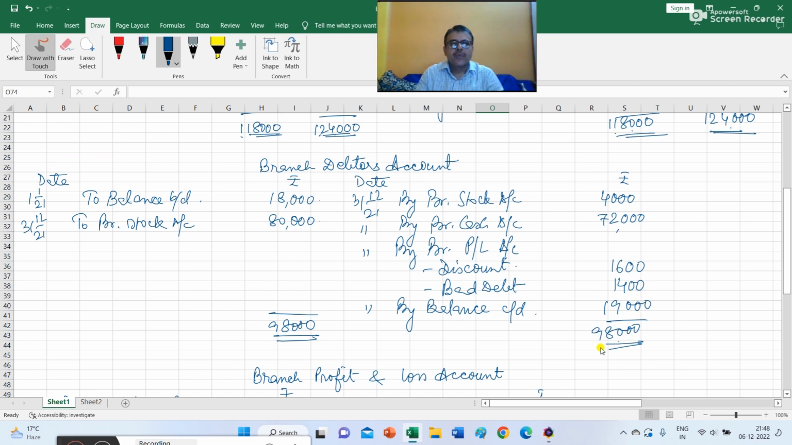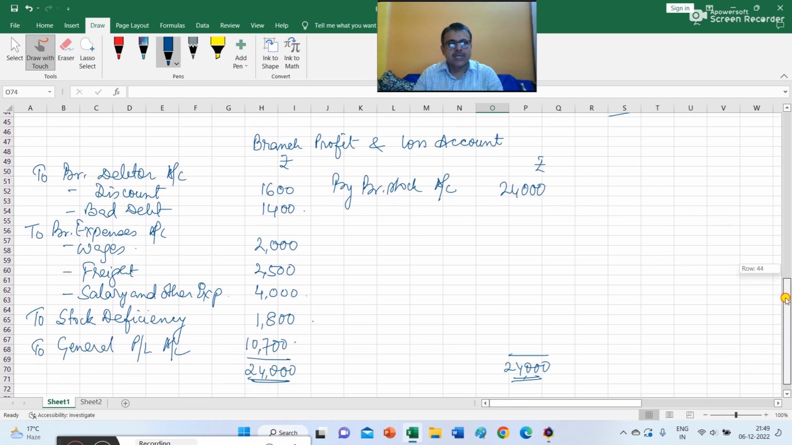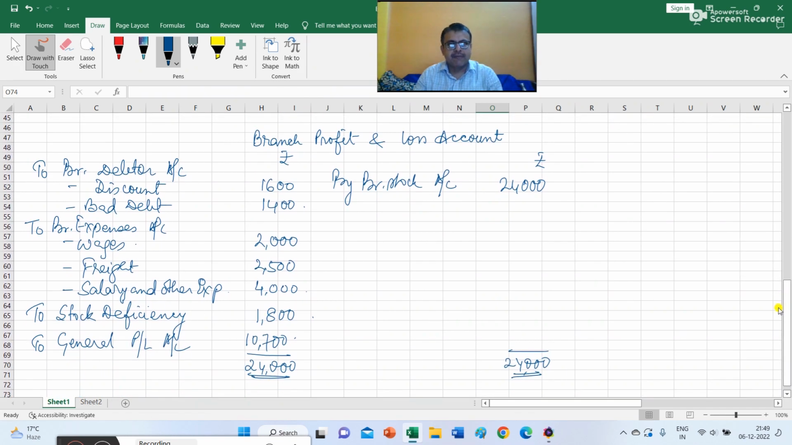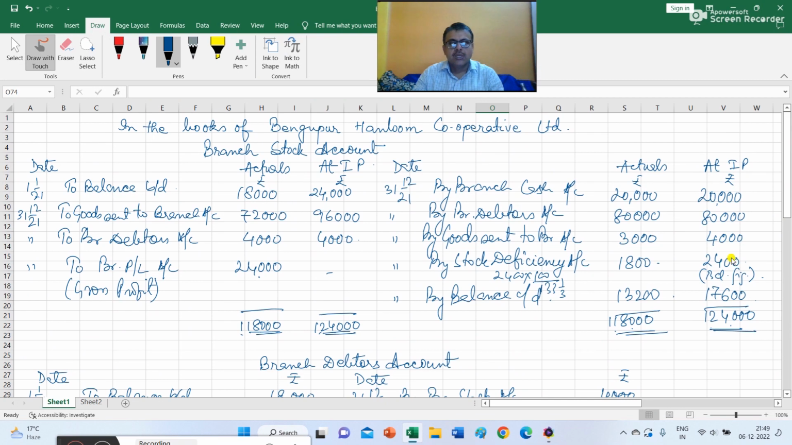So this way I have completed drawing the branch stock account, branch debtor account and branch profit and loss account. So first please have a look at the branch debtor account that you can see on the screen. This is the structure of the branch profit and loss account that you have already seen. Please have a look at it. And this is the structure of the branch stock account, the double column branch stock account that I have prepared. Please have a look at it.